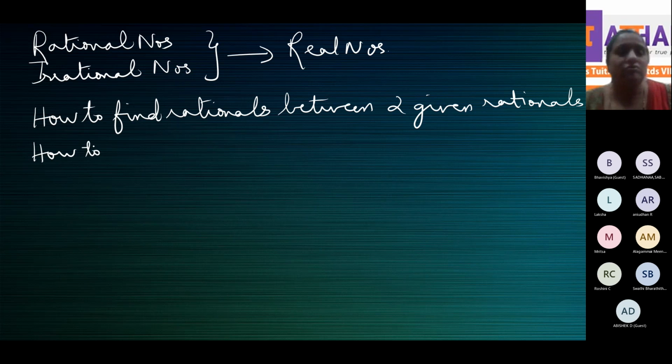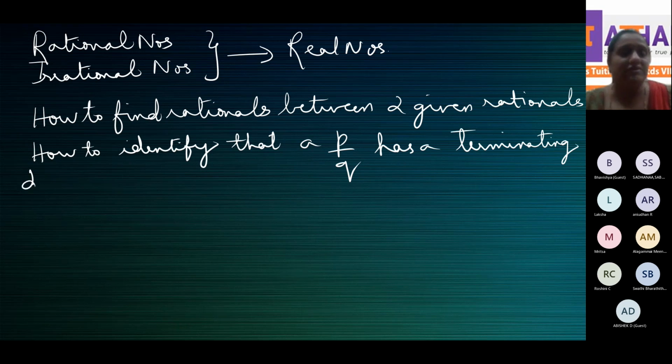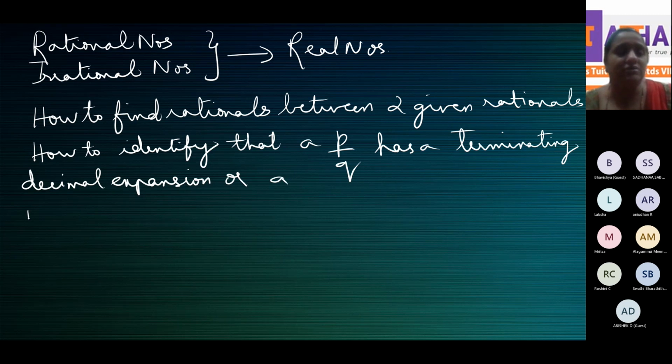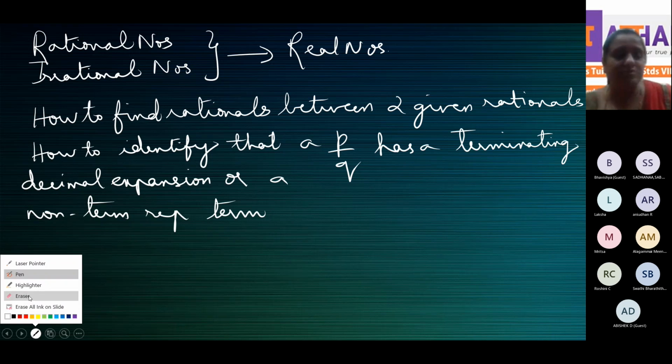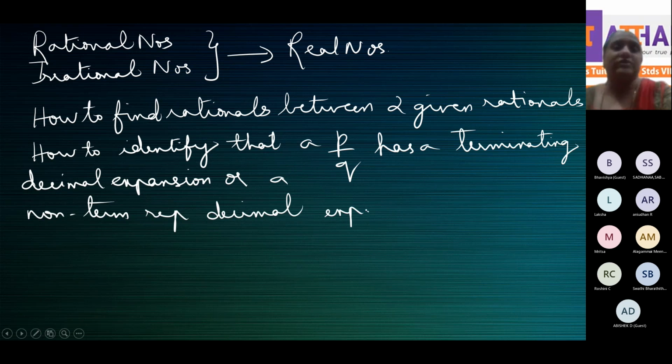And we also saw how to identify whether a p by q has a terminating decimal expansion or a non-terminating repeating decimal expansion. So this is what we saw in the last class.